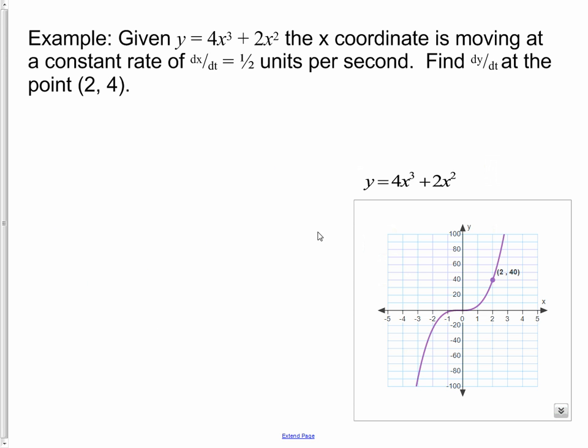So that's what we're actually doing in this particular section. As an example, let's go with one that I actually do know. This is the curve y equals 4x cubed plus 2x squared. Here's what it looks like. We've got this point that's moving along, and it's moving in such a way that dx/dt, the rate of change in x for any point, is always a nice constant 1/2 of a unit per second.